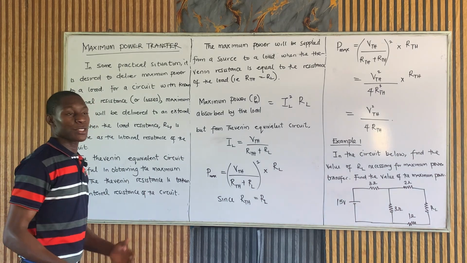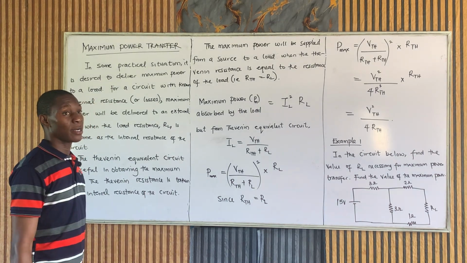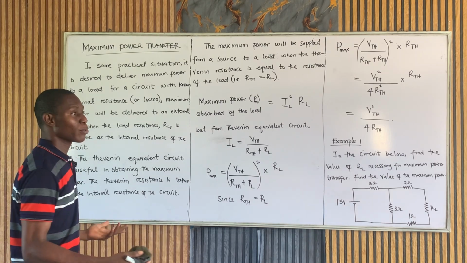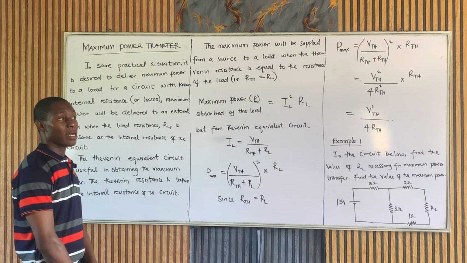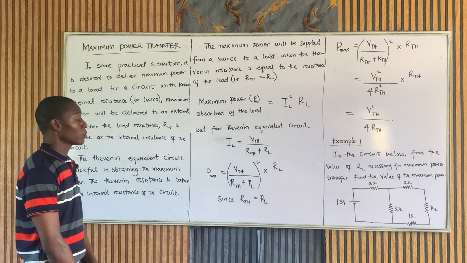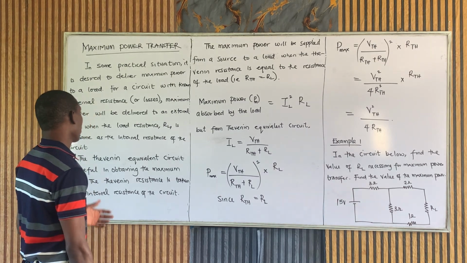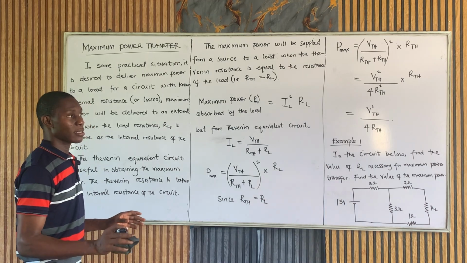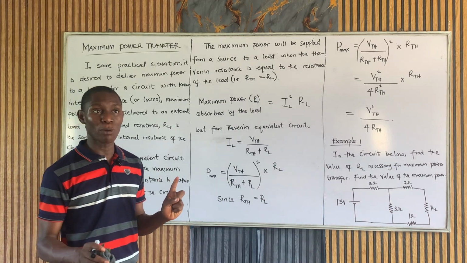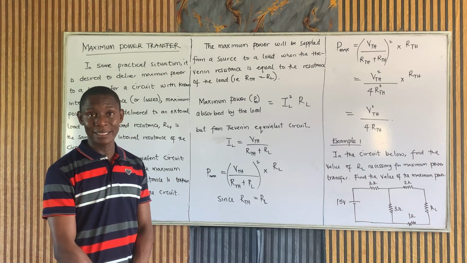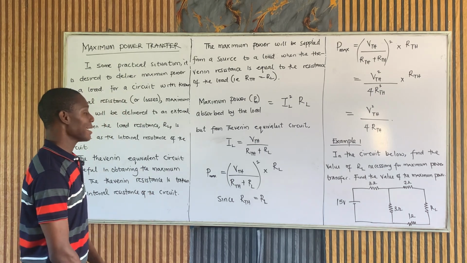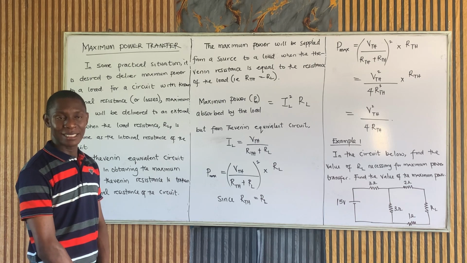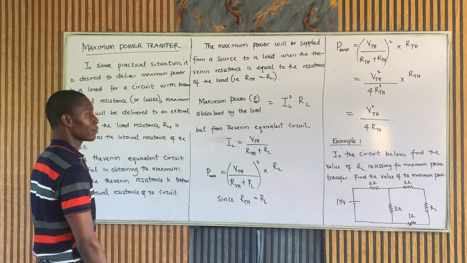So today we shall be considering maximum power transfer. Well, in some practical situations, it's often required to obtain maximum power across a load. And so, for a circuit of known resistance, it's given that if you want maximum power to an external load, then the load resistance must be the same as the internal resistance of that circuit.